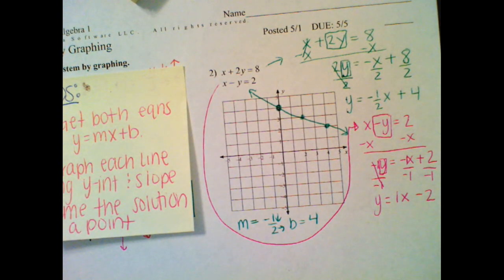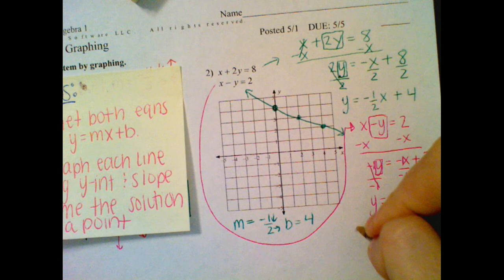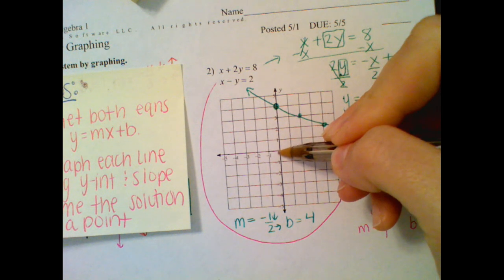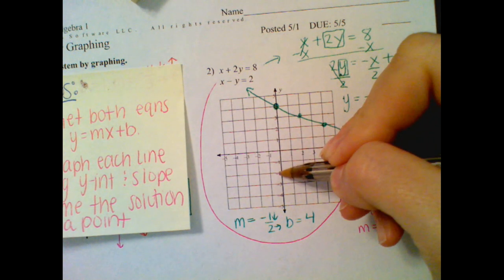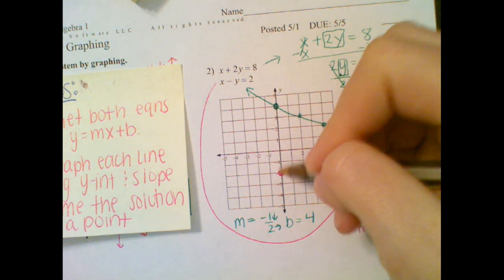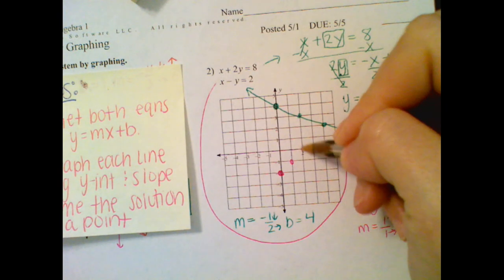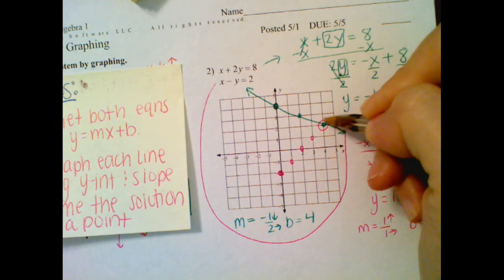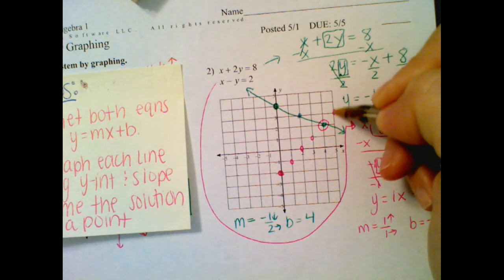Now I'll do the same with my pink equation. So my m is 1 over 1, and my b is negative 2. So now I'm starting at negative 2 on the y. So I go down 2, put a point, and I'm going up 1, right 1. Up 1, right 1, up 1, right 1. I got to the point they cross. I'm going to circle it.